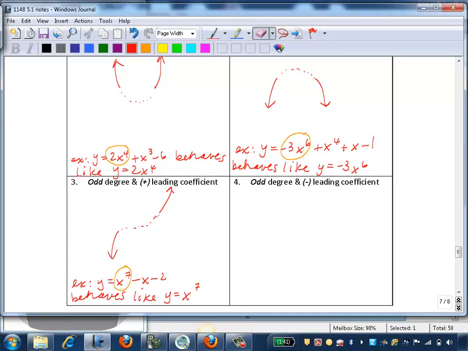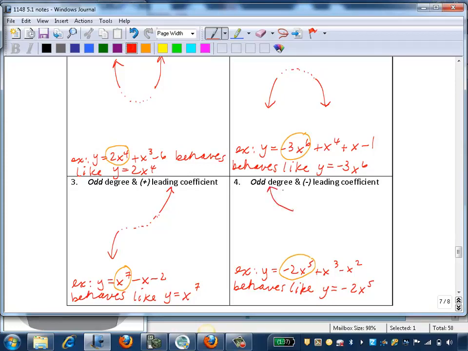And then our final case here, if we have an odd degree and a negative leading coefficient. As you can imagine, if you take this shape and reflect it about the x-axis, you're going to get that decreasing snake shape. So for example, if we have y equals -2x to the fifth plus x cubed minus x squared, it's going to behave like its power function, y equals -2x to the fifth, on the ends for really large x's and really small x's. So it's going to look like a decreasing snake shape, so if you cut out the middle, like this.